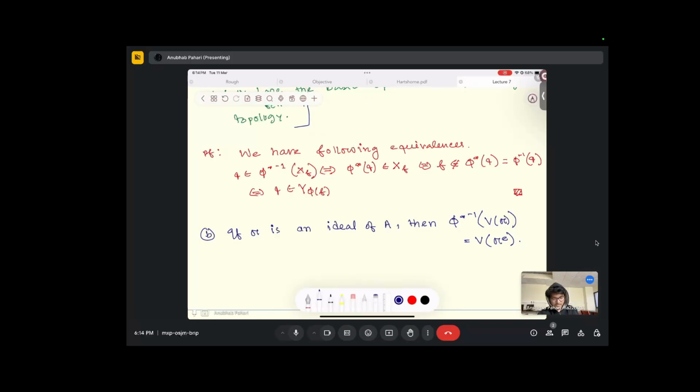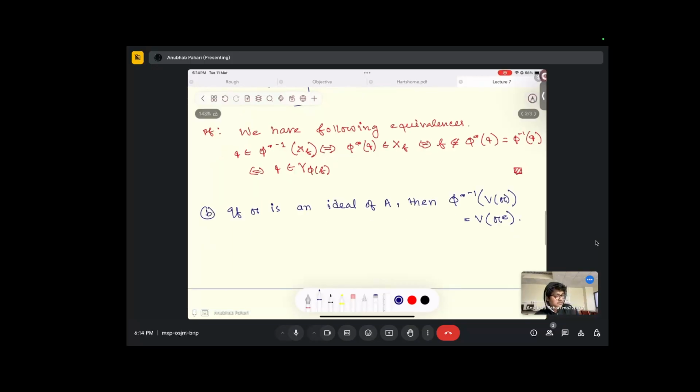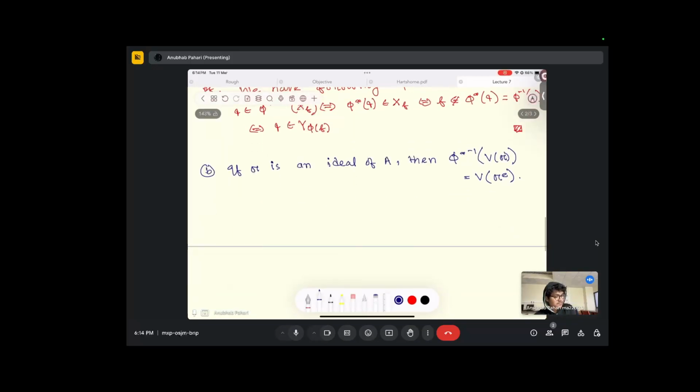Now again we will have an equivalence relation. Going to the next page, we will start from here.